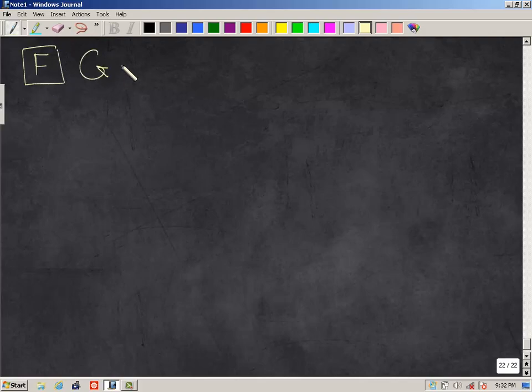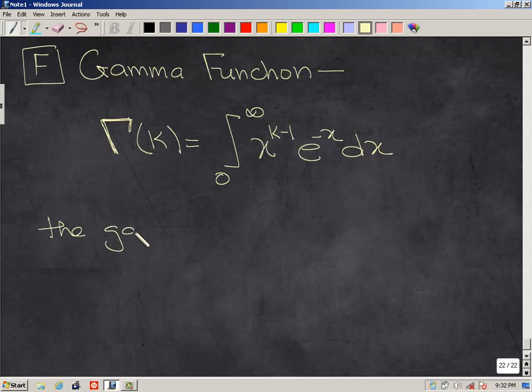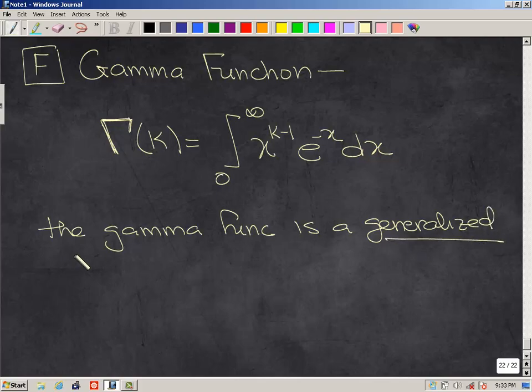So this is the gamma function. Okay. So the gamma function is defined by this. It's a Greek letter gamma of some k is equal to an improper integral from 0 to infinity of x to the k minus 1 times e to the minus x dx. So it's a pretty funky looking function. The gamma function is a generalized factorial function.